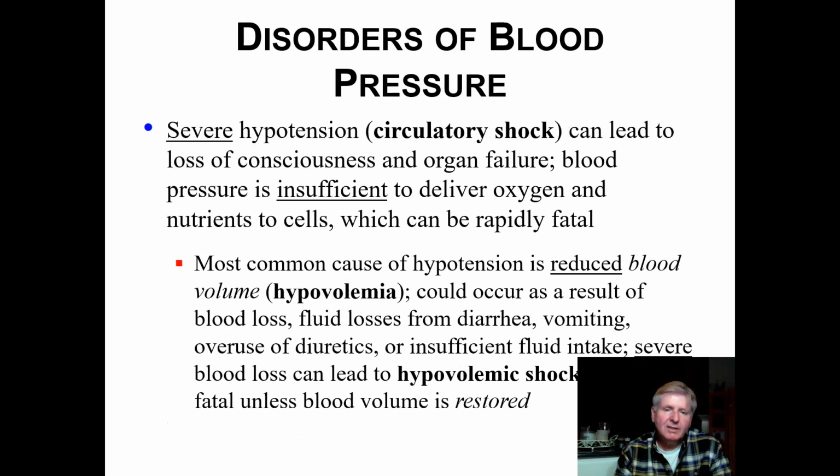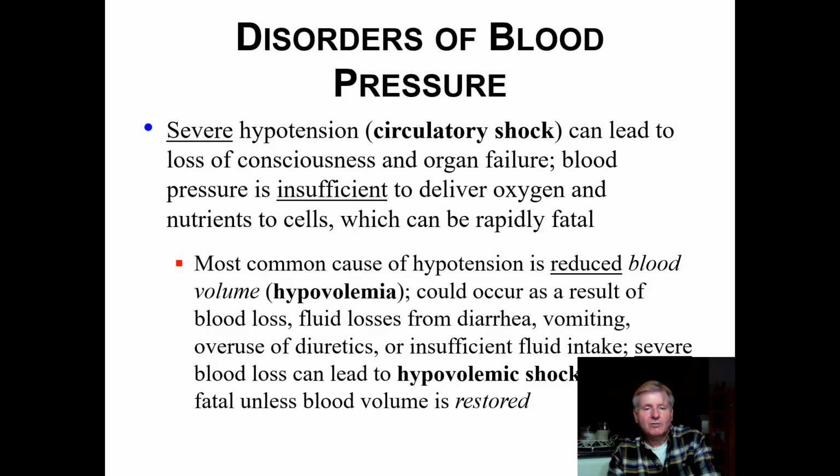Severe hypotension, called circulatory shock, can lead to loss of consciousness, syncope, and organ failure. Your blood pressure is insufficient to deliver oxygen and nutrients to your cells, and it can be rapidly fatal. The most common cause for hypotension is reduced blood volume. That's called hypovolemia. That can occur because of blood loss, fluid losses from diarrhea, vomiting, overuse of diuretics like Lasix, or insufficient fluid intake.